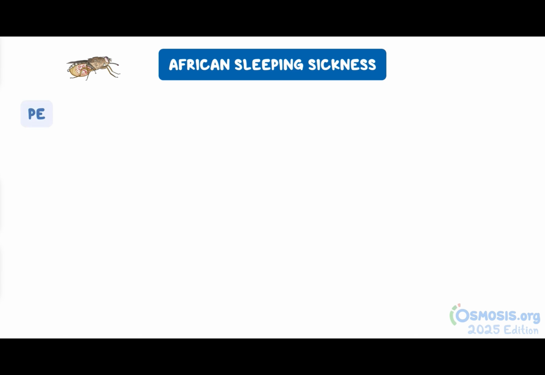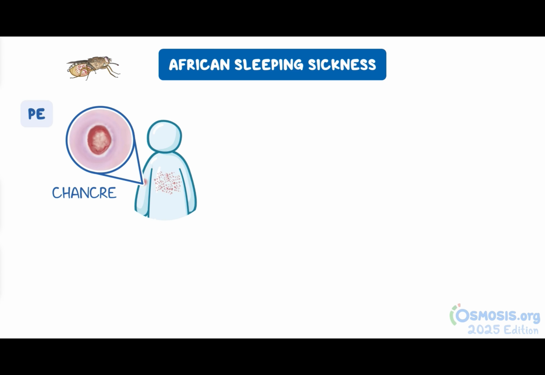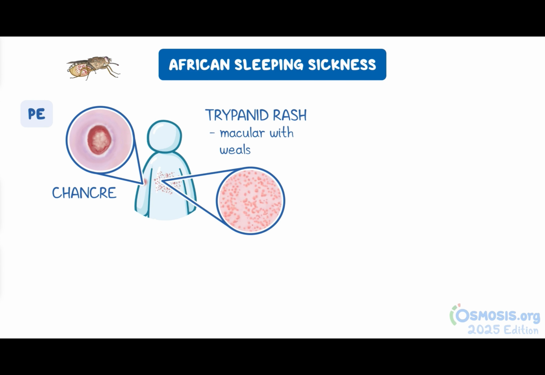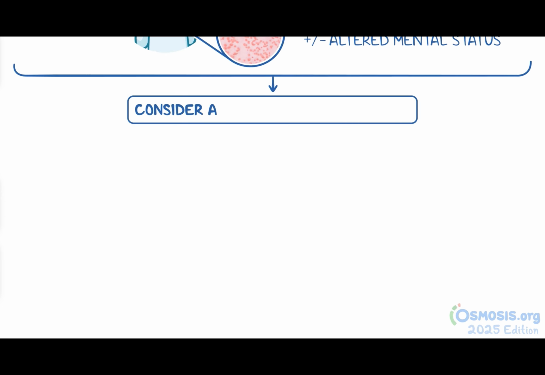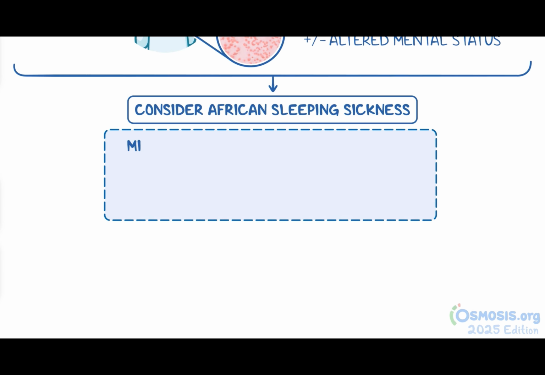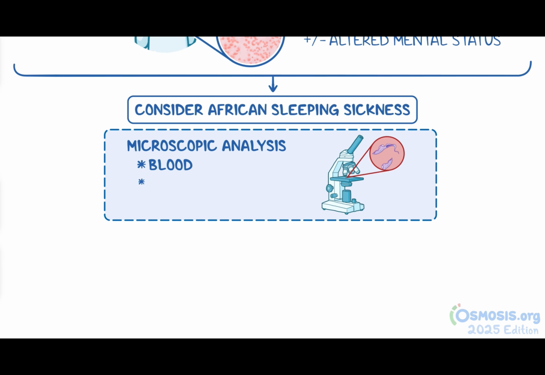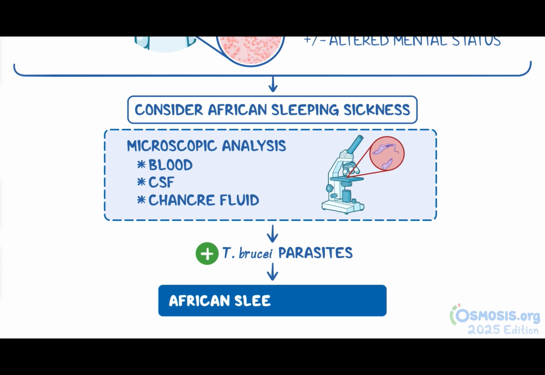As for the physical exam, it shows a painful chancre at the site of the fly bite and trypanid rash, which is a transient rash on the trunk that appears as a predominantly macular rash with wheals. You might also note altered mental status. With these findings, consider African sleeping sickness and order microscopic analysis of the blood, cerebrospinal fluid, or chancre fluid. If the results show visible Trypanosoma brucei parasites, diagnose African sleeping sickness.